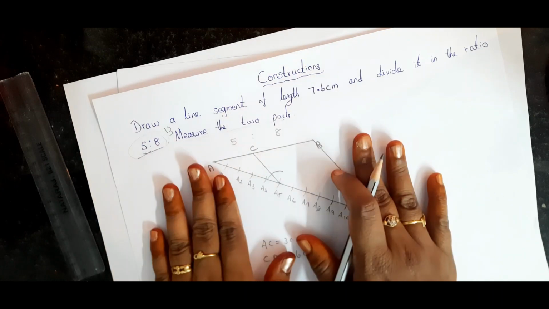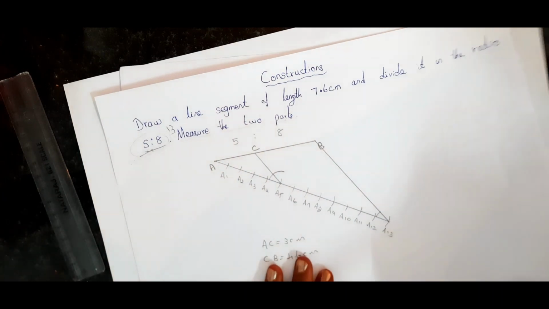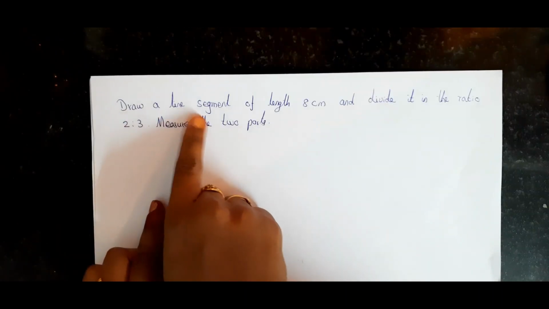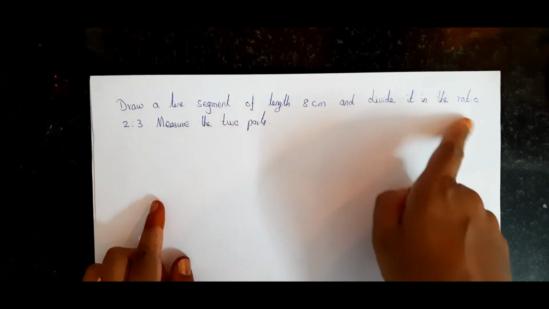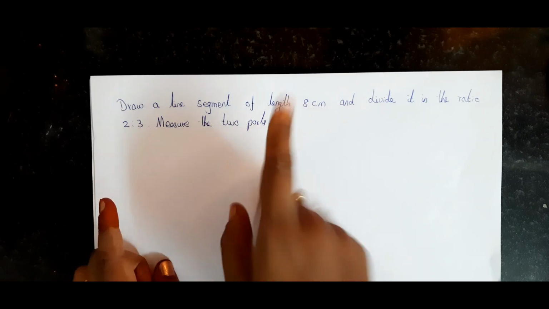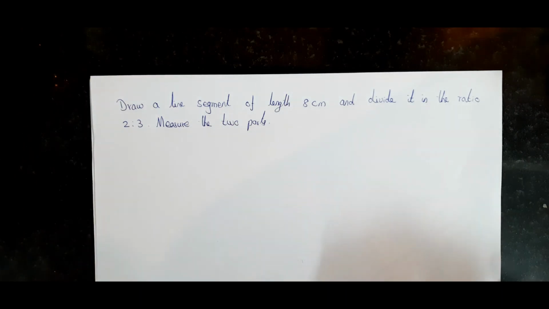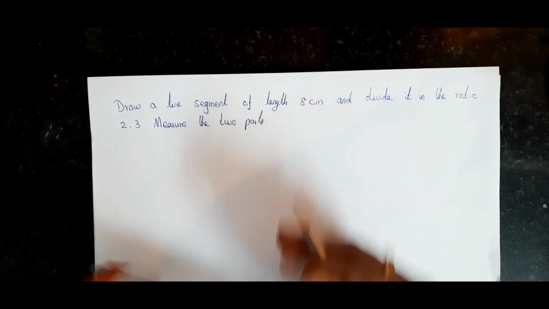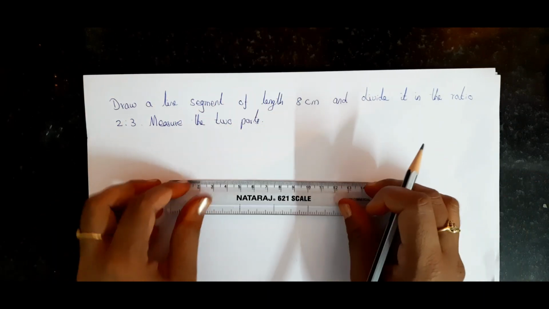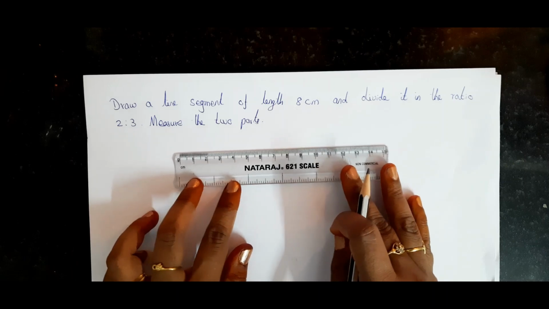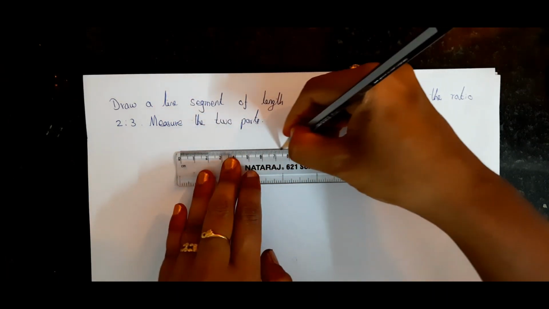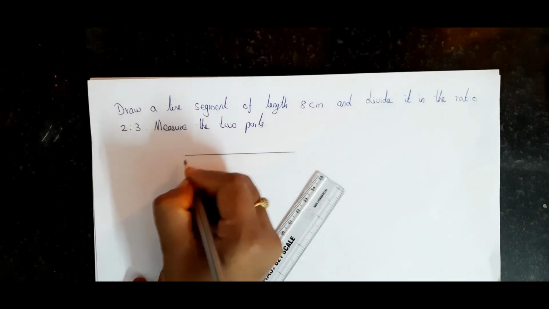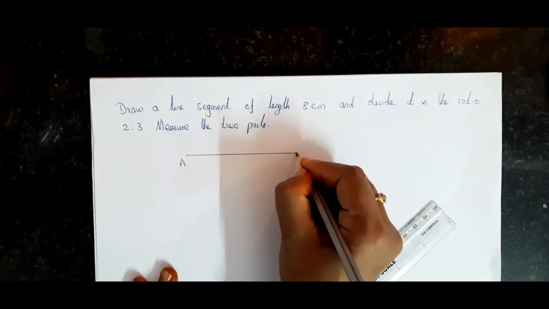So now, with the same method, I am going to explain one more problem. See the next problem. Draw a line segment of length 8 cm and divide it in the ratio 2:3 and measure the two parts, right? So what should we do? First we have to draw a line segment of 8 cm. So using scale, first we should draw the 8 cm line segment. So 8 cm I drew. The first point is A and here the point B.